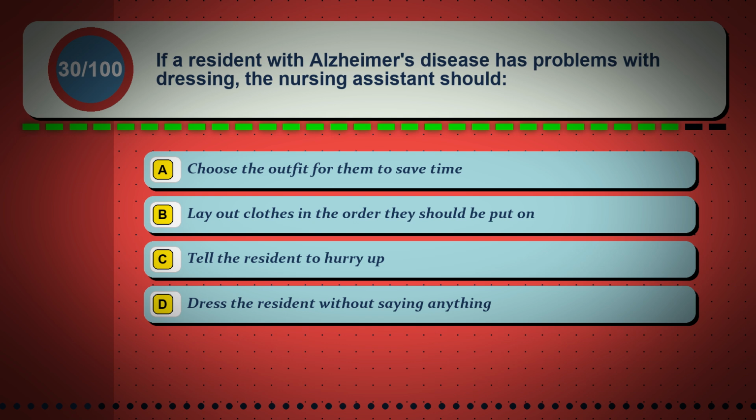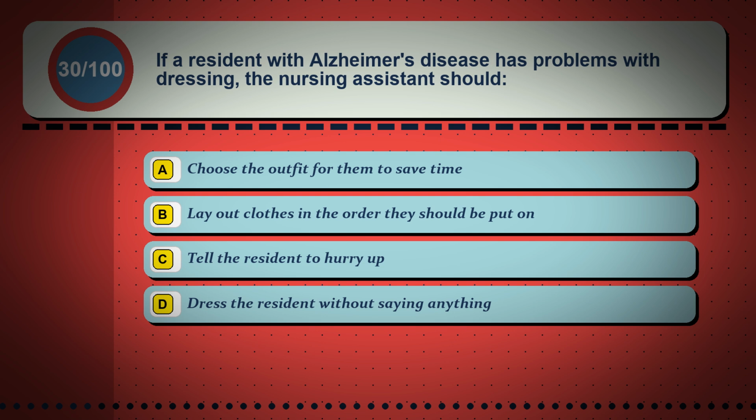Question 30. If a resident with Alzheimer's disease has problems with dressing, the nursing assistant should: Option A. Choose the outfit for them to save time. Option B. Lay out clothes in the order they should be put on. Option C. Tell the resident to hurry up. Option D. Address the resident without saying anything.